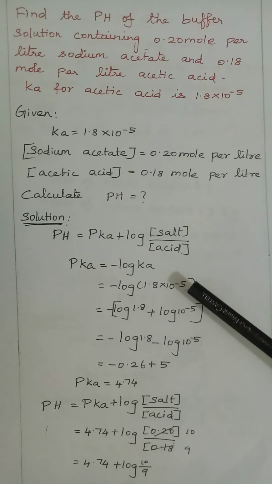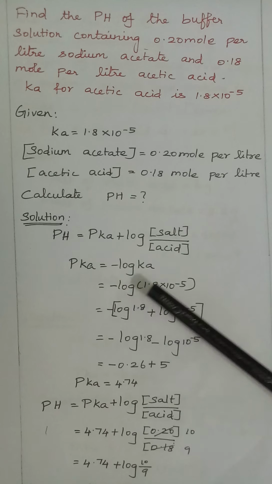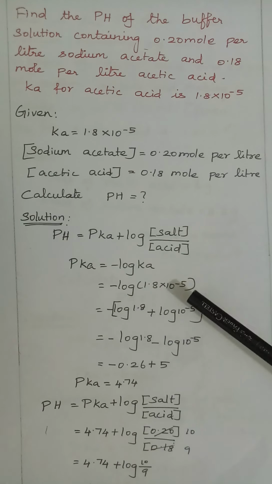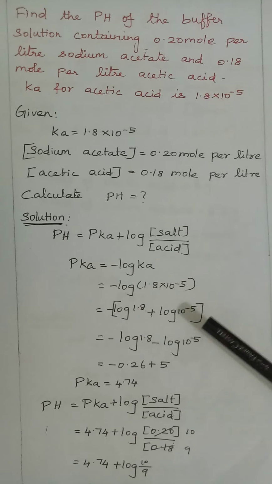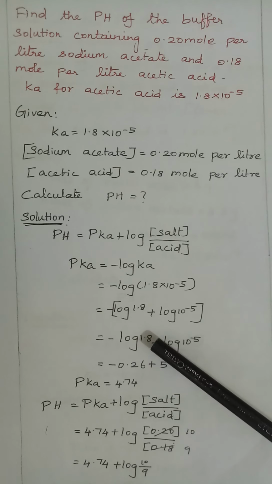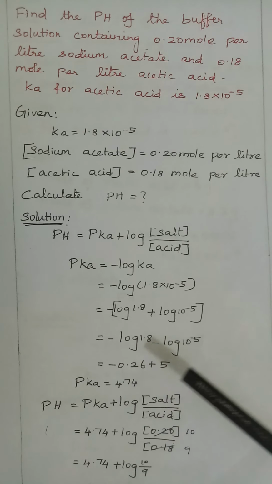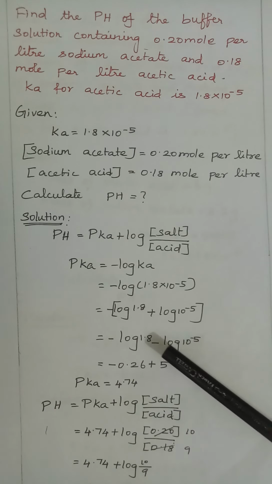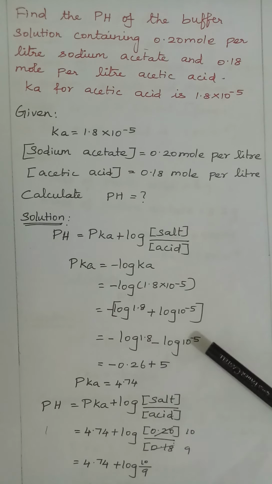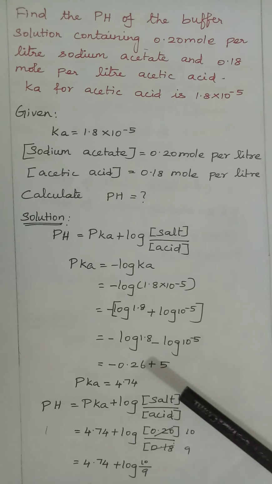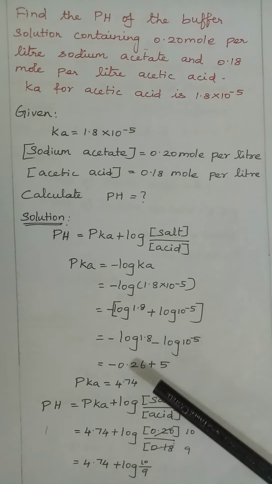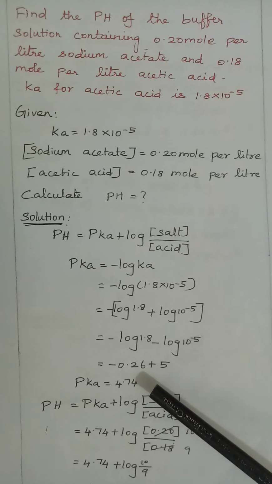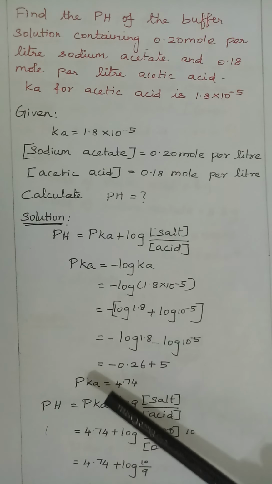Log is common for both: log 1.8 plus log 10^-5. The minus comes inside. Log 1.8 value is 0.26, and minus 5 comes before the log 10, so minus times minus gives plus 5. Log 10 base 10 is 1. So 5 minus 0.26 equals 4.74. This is the pKa value.